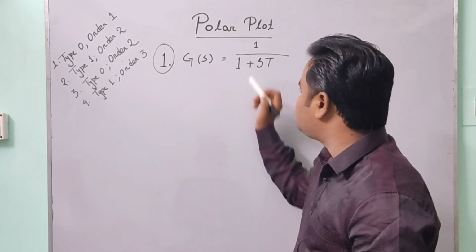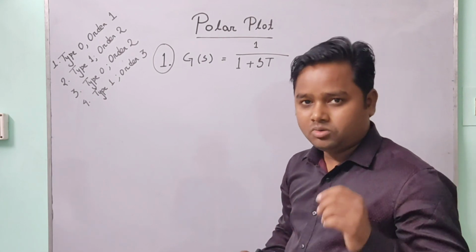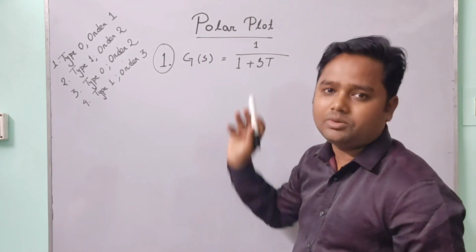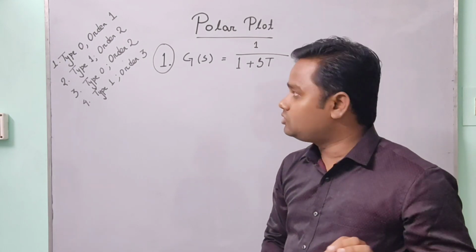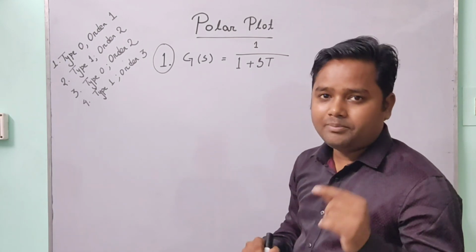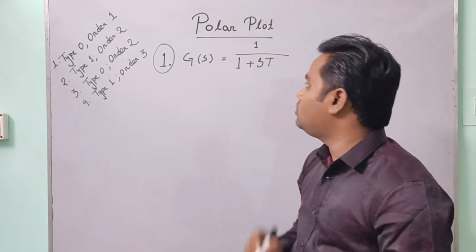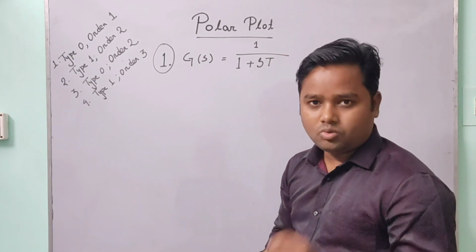We have to draw the polar plot for this question. Here the type is equal to 0 and order is equal to 1. Type is equal to 0 because there is no s present in the denominator as a multiplying factor. So type is 0 here, and order is equal to 1 because the maximum power of s is 1. So this is the type 0 order 1 system.